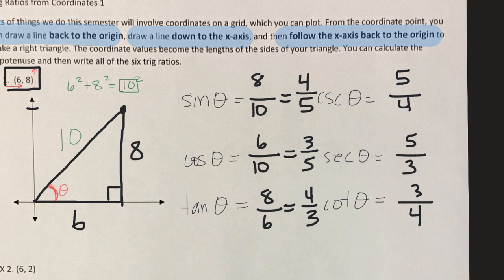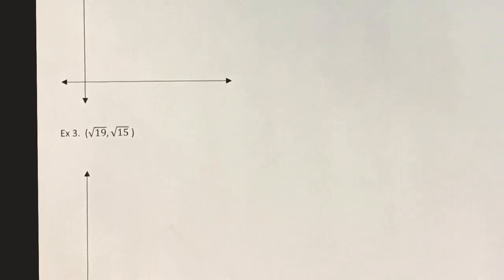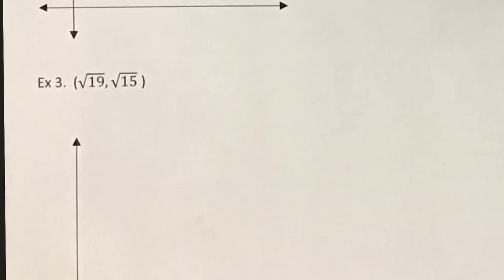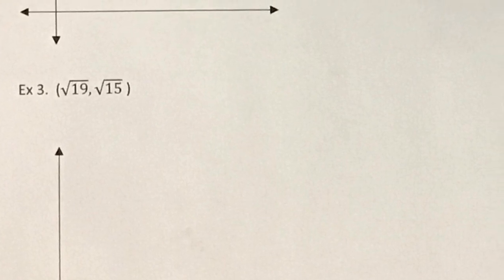Okay, so hopefully this is a pretty solid basic thing for our trig ratios, using Pythagoras to find the hypotenuse, and then using our trig ratios to write the fractions. So let's do example 3 together because it has some radicals in it. Right? These are kind of unfamiliar maybe. So let's increase our familiarity.